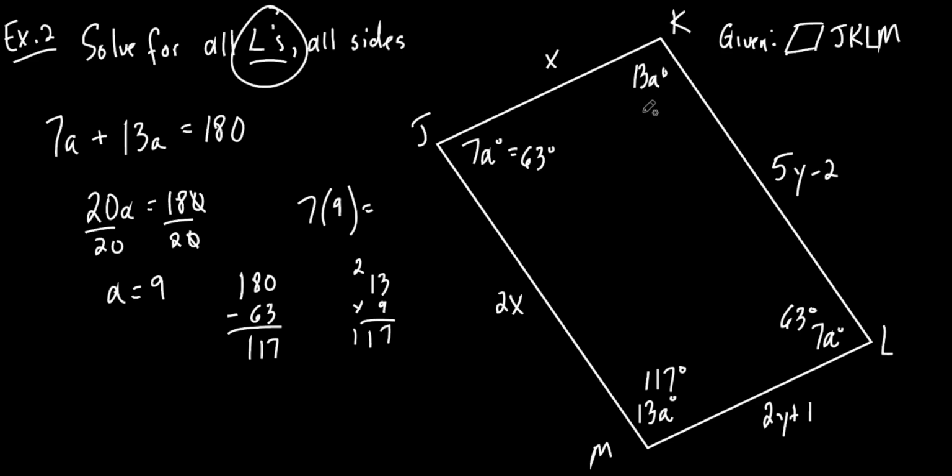What's angle K going to be? Yeah, it's 117 because these are equal. These are equal. There you go. You found all the angles. Make sense? All right.